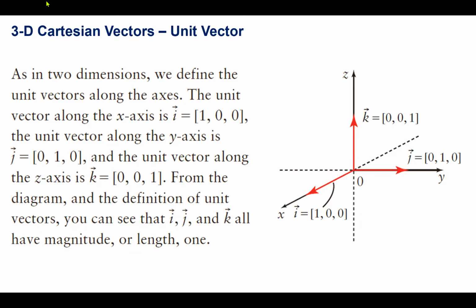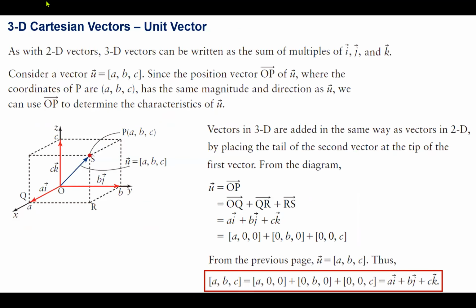From the diagram, we know the definition of unit vectors. You can also see that vectors i, j, and k all have magnitude or length 1. So these are the unit vectors in 3 space. As with 2D vectors, 3D vectors can be written as the sum of multiples of i, j, and k, the 3 unit vectors in the 3 directions, x, y, and z direction, right?